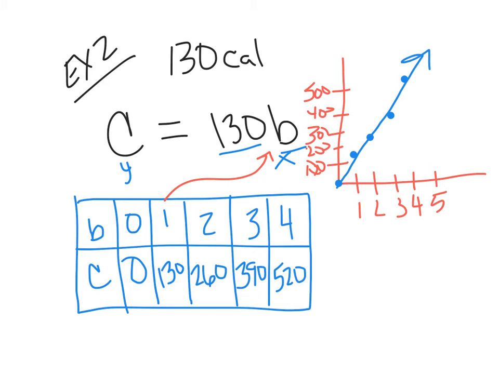Okay, now here is the last question. Is this a continuous or discrete domain? Now you notice our input values were whole numbers. However, what are we talking about here? We're talking about cereal bars, right? Can you eat a part of a cereal bar?